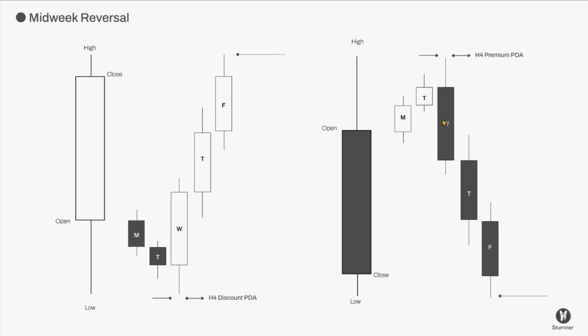In this profile, Wednesday is where direction is established. However, not every Wednesday reversal is immediately tradable on its own, which is why lower time frame confirmation is still required before execution.